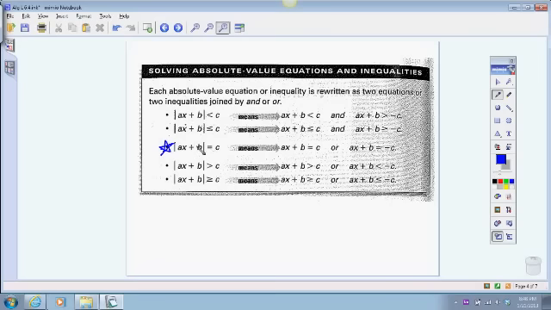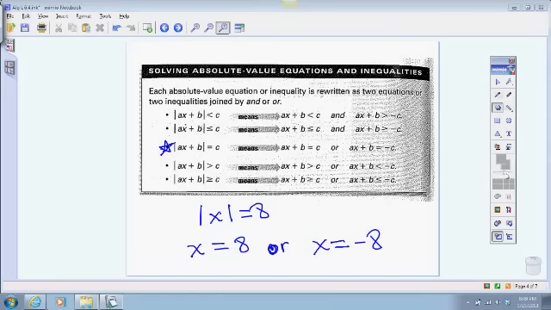Okay, because if you remember, we talked about if you solve the absolute value of x equals 8, we know that that means that x equals 8, or x is going to equal a negative 8, because absolute value means distance from 0. The absolute value of 8 is 8, the absolute value of negative 8 is 8. So that's this part right here, that's solving equations. But let's talk about all this other stuff.